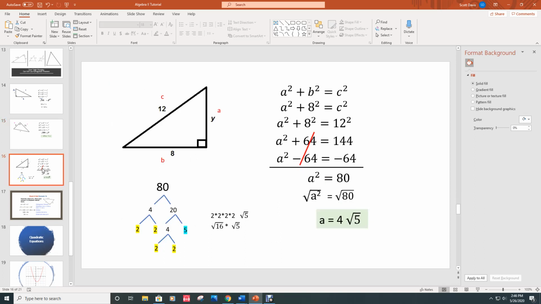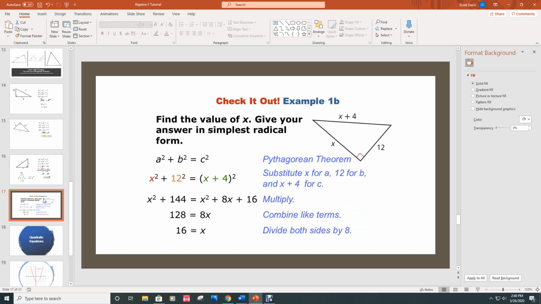There is also something I'm not going to go through right now because this tutorial is already probably way longer than it needs to be. Sometimes they might go insane and give you a question that has some parts filled in, and you have to combine those like terms. Or they might tell you to substitute x for A, 12 for B, and x plus 4 for C. It can get a little bit crazier, and I can talk about that another time.